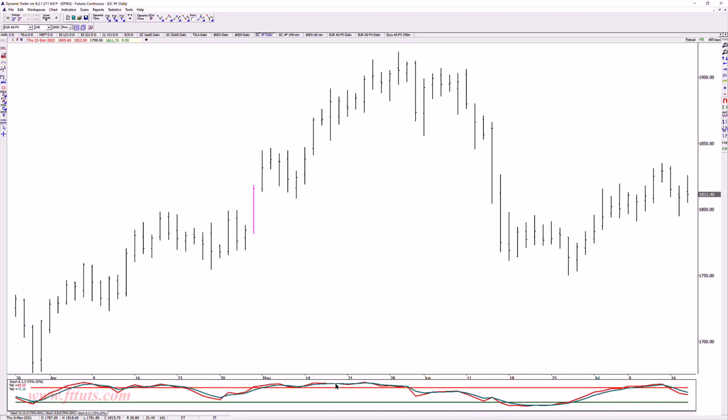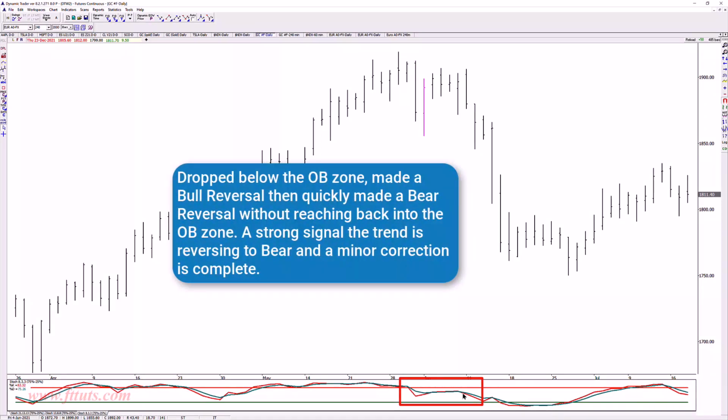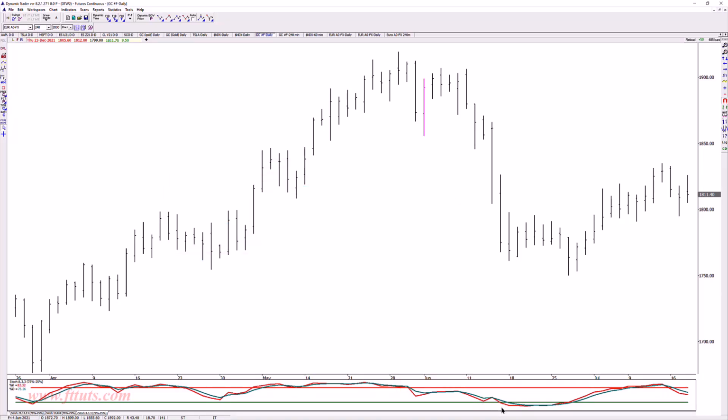Again, it went into the overbought zone, hung in there for quite some time, and dropped out of it. Then it did make a bull reversal right here and just went sideways, and for the first time then flipped back around to bearish without having gotten back into the overbought zone. Trend has probably reversed. And again, strong decline, got into the oversold zone, and then made a reversal from the oversold zone, and then trended directly up into overbought.